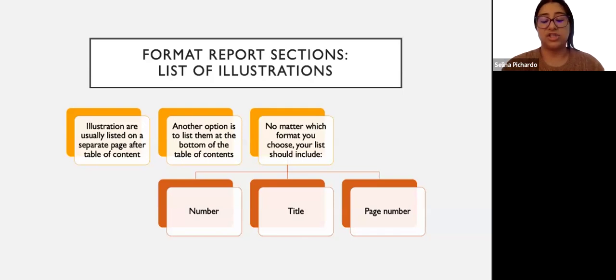Number, that is simply Figure 1.1, Figure 1.2, Figure 1.3, and so on. Title, that's usually where Figure 1.1, chart of animal data. Figure 1.2, photo of medical procedure. Make sure there's a title for every illustration you have. And then page number. Make sure you list the page numbers where your readers can find these illustrations.